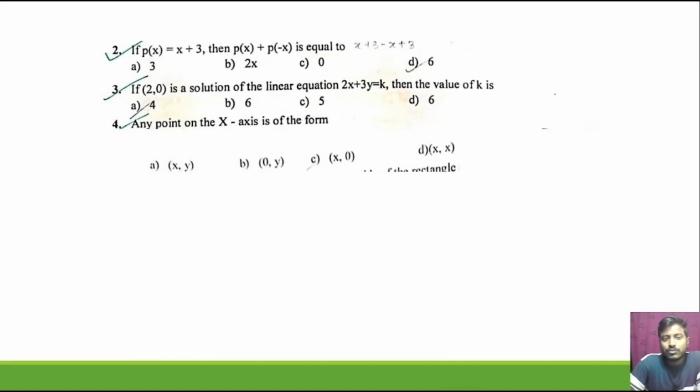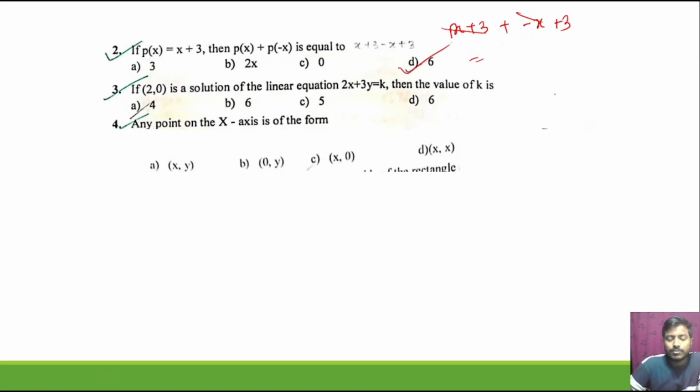If P of x equal to x plus 3, then P of x plus P of minus x equal to dash. So put the value, that is P of x is x plus 3, plus P of minus x, that is in place of x we can put minus x, that is minus x plus 3. So x cancels, 3 plus 3, that is 6. So option number D is the correct answer.